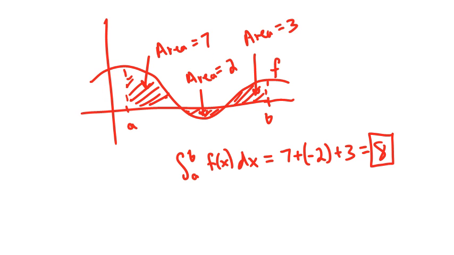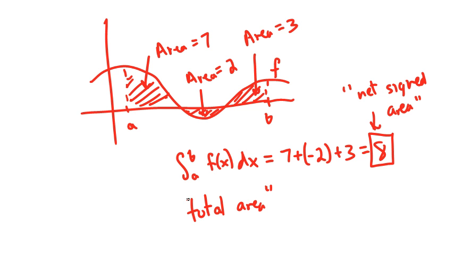Now notice that's not the same thing as the total area. This is the net signed area. The total area of the shaded region would be 7 plus 2 plus 3, which is 12.